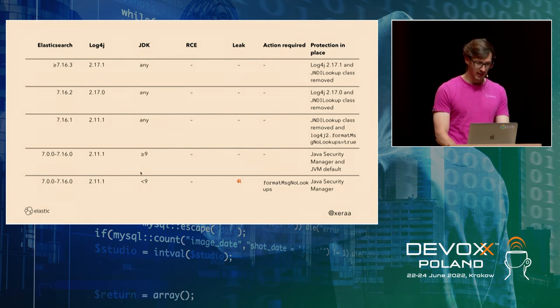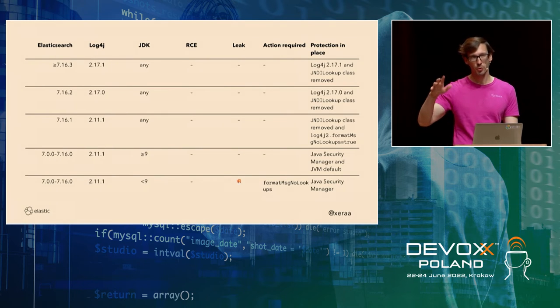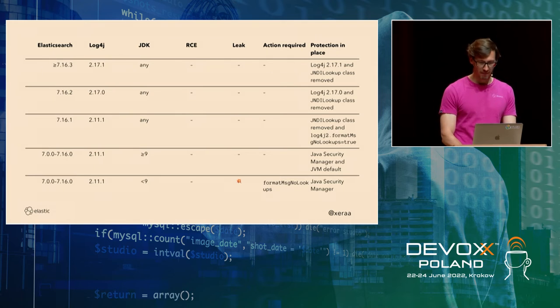You had in early versions, if you were using a non-default JDK, so a version below 9, an information leak, and I'll show you why you only had an information leak and not a remote code execution in a moment. For any other version, the Java Security Manager protected you in general against the remote code execution, and you could block any information leak.